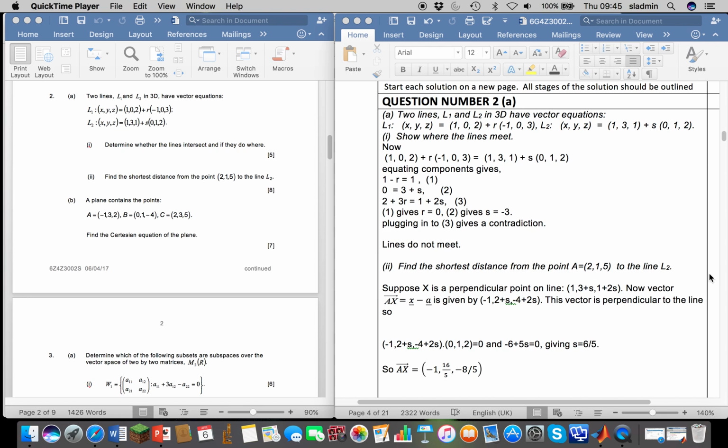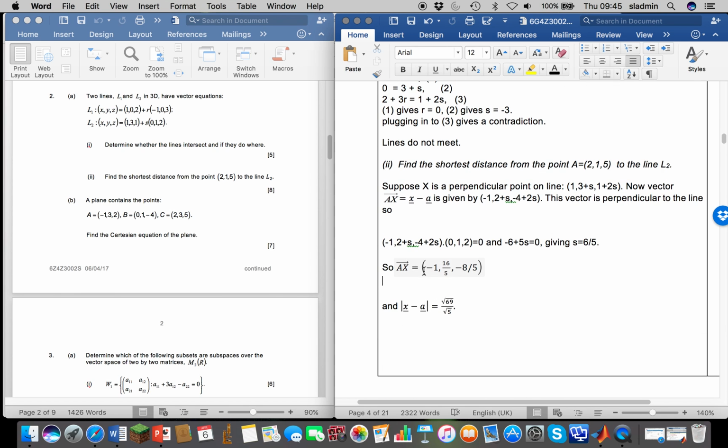So therefore we can find the vector AX, which is X minus A, and that gives us minus 1, and we just plug 6 over 5 into this for X minus A, which gives us this vector. Then to find the length of the vector, we just find the norm of this vector, which is the square root of 1 plus (16 over 5) squared plus (8 over 5) squared. If we work that out and take the square root, then we get root 69 over root 5. So that's the shortest distance from the point (2, 1, 5) to the line L2.